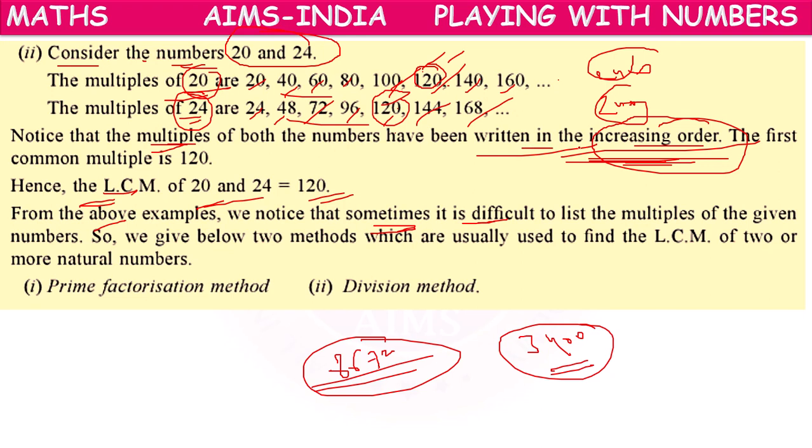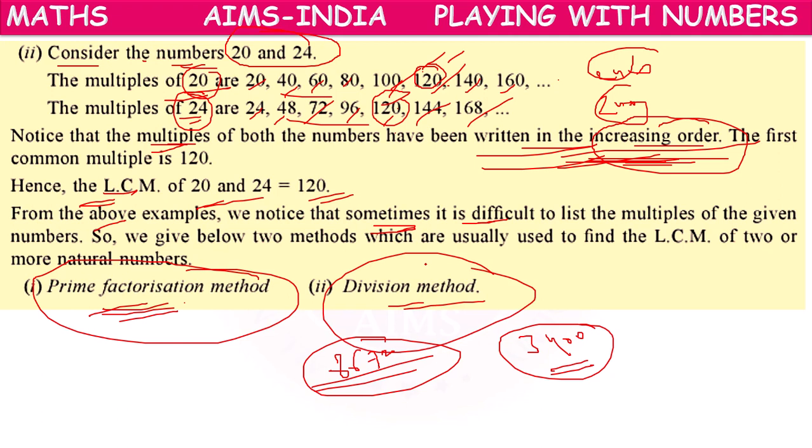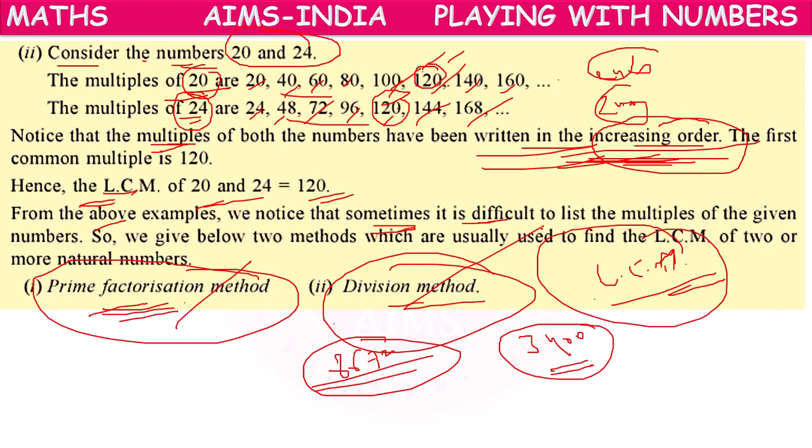Because writing all the multiples in increasing order, and again finding the common one, in this method, it will be so difficult. So, we have two methods. One is prime factorization method, another one is division method. For finding the LCM of given numbers, either two numbers or more, whatever given numbers are there, we have two methods: prime factorization method and division method.